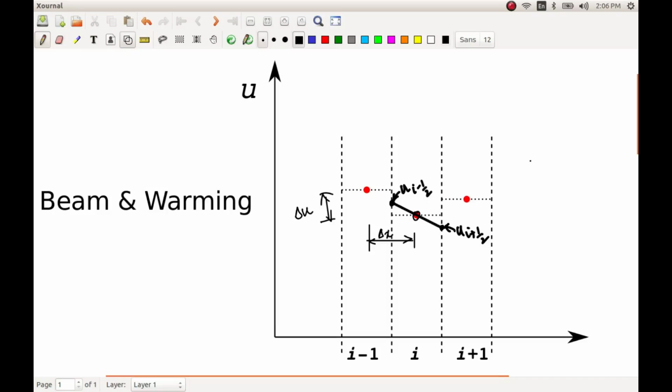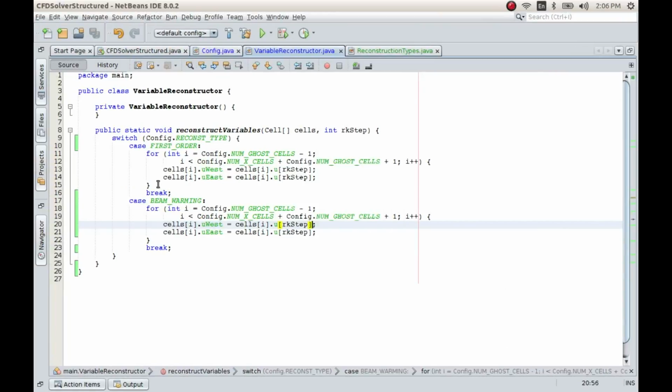So our derivative at this point, del u by del x at point i, will be equal to delta u by delta x, which is given by this one. So delta u is equal to u_i minus u_i-1 divided by delta x, right? So this is based on the backward difference. So this is how Beam and Warming method is implemented. So let us do that here.